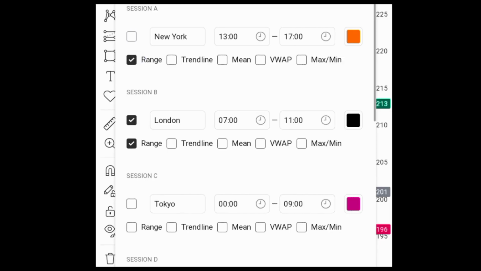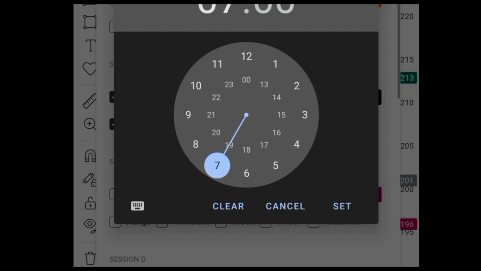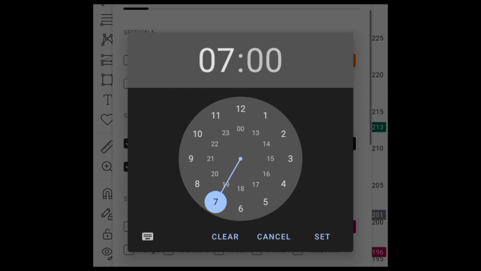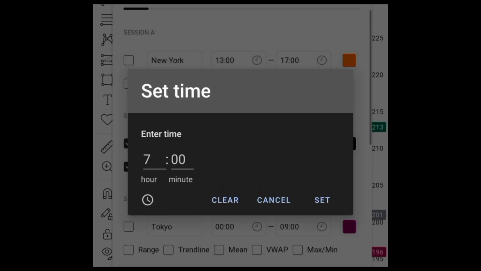For the second one, I will click on the London session and set the time. Once I do that, at this place on the left that looks like a keyboard, I'll click on it. Once I click on it, it will show me the time.